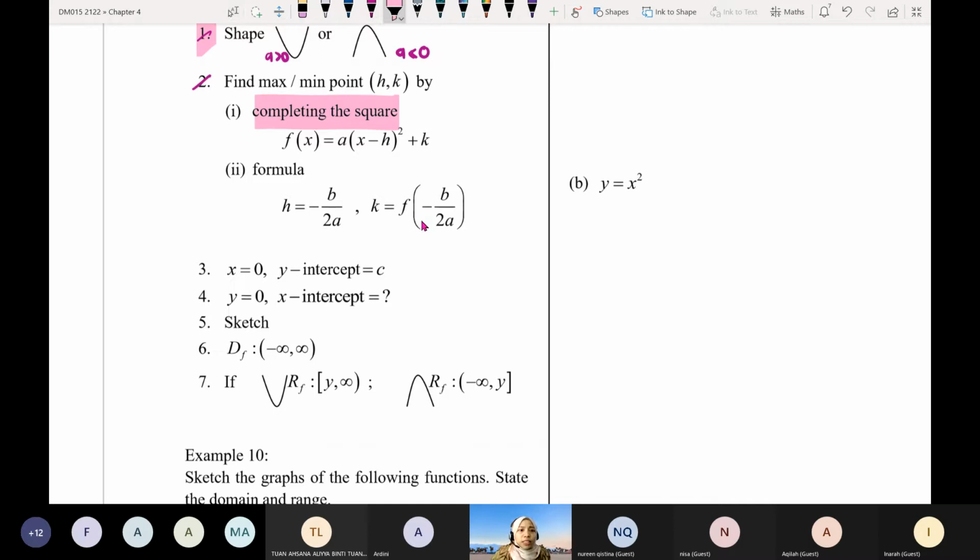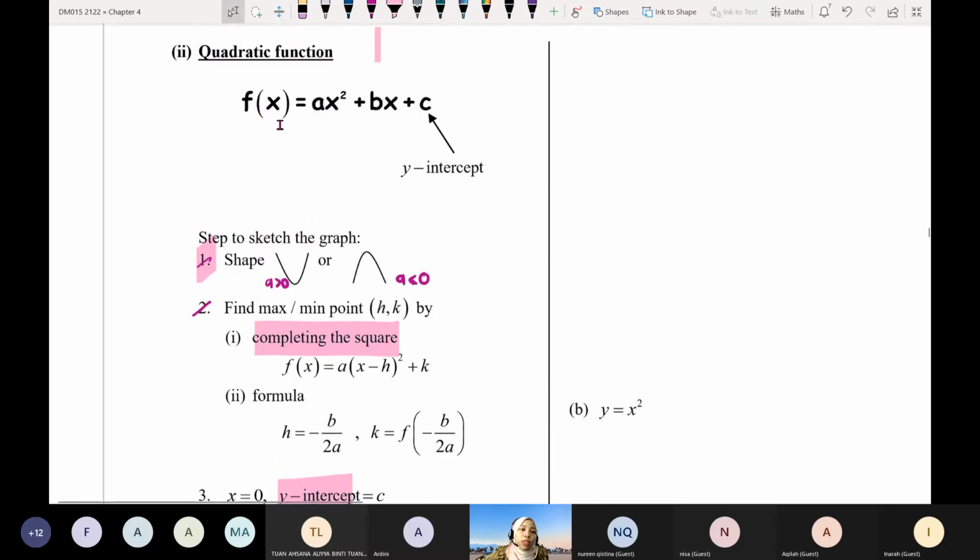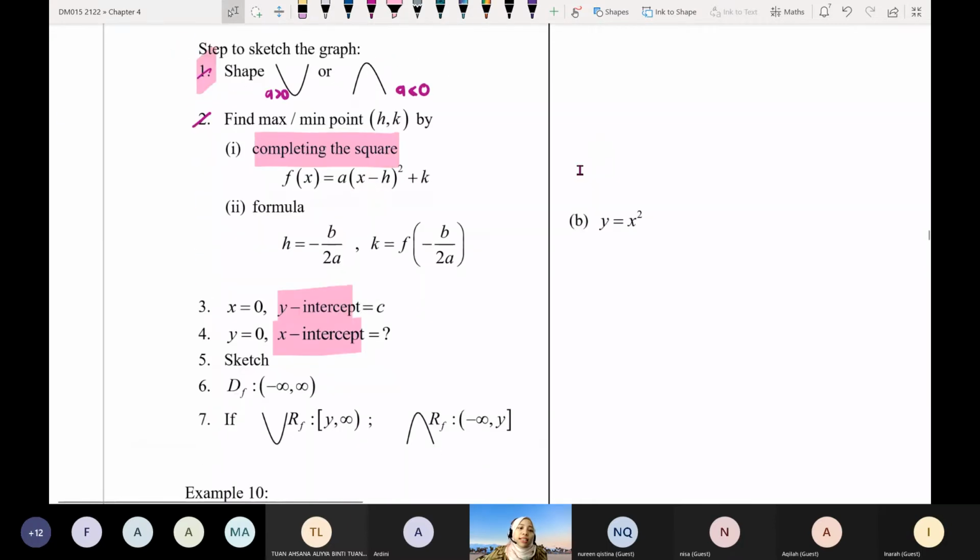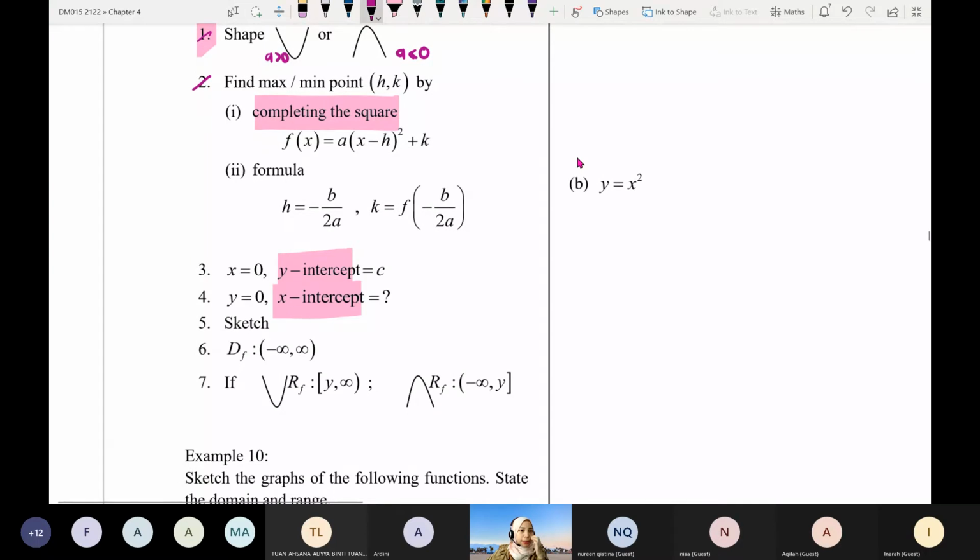And then we have to find the y-intercept when x equals 0. And then to find the x-intercept, y equals 0. The y-intercept is the C. So if it is given in this form, ax square plus bx plus c, we can know the y-intercept. Right, students? For example, if it's 3x square plus 7x plus 2, so we know what the y-intercept is? So the y-intercept is 2.